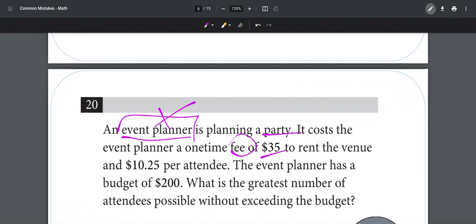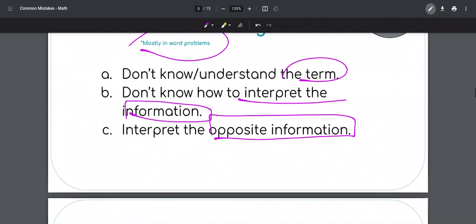Okay, so you don't know the word fee, right? So then that's going to be a bit tricky. Like if you don't know what the word fee means or what is an attendee, you're going to feel like this is a bit tricky. So that's kind of not understanding the term.